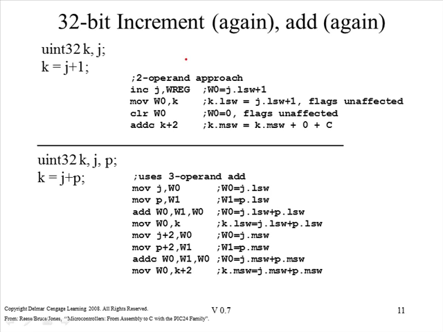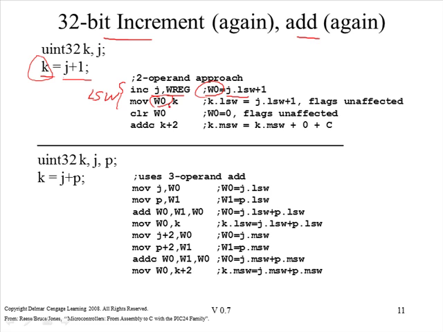So let's reinforce these concepts by looking at another example of an increment and another example of an add. So in this case, we're going to assign to k j plus 1. Notice that only k is modified, j is not modified. So first of all, we're going to do our least significant word operation. We're going to increment j and place the result in wreg. This is incrementing the least significant word of j and placing that in W0.